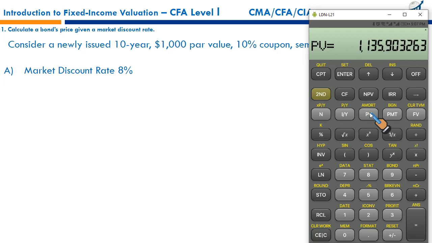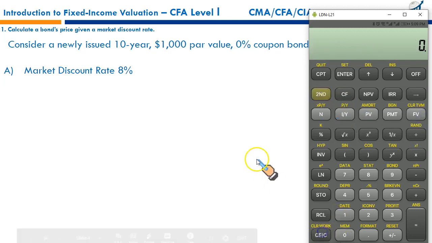Now the third case, if it's a zero coupon bond, then how will we calculate the price of a zero coupon bond? We'll do it in a minute. Second, clear TVM. Consider a newly issued 10-year, 1000 par value, zero coupon bond. When the market discount rate is 8%, what is the price of this bond?